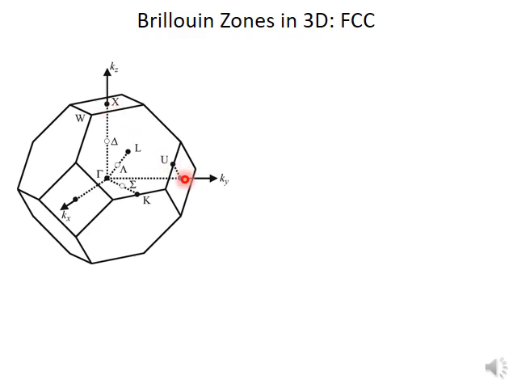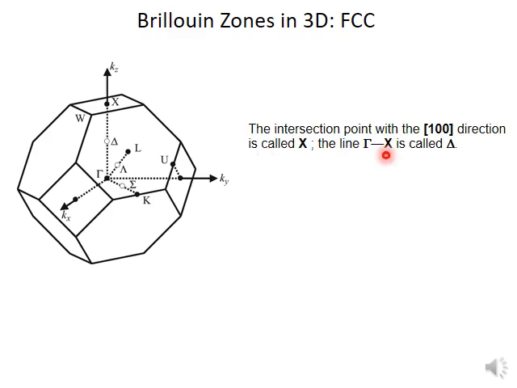You can define different high symmetry points in here. So some of the important high symmetry points are the following. The intersection point which starts from 0, 0, 0 and goes towards the 1, 0, 0 direction. So let's say you have a 1, 0, 0 direction. You have one lattice point here at the gamma point. The next lattice point in the next neighboring cell would be somewhere here.